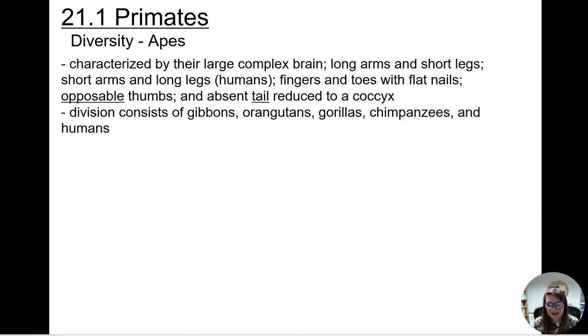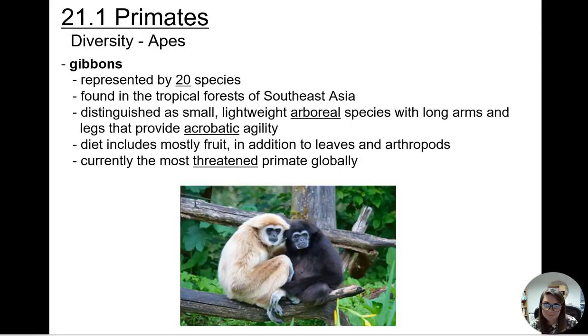Next, we go into the apes. The apes are going to be categorized by their large, complex brains, long arms and short legs, or short arms and long legs, for example with humans, fingers and toes with flat nails. We have opposable thumbs, absent tail, or a tail reduced to a coccyx. That's going to be the last bone that we're going to find right below the sacrum. The division is going to consist of gibbons, orangutans, gorillas, chimpanzees, and humans.